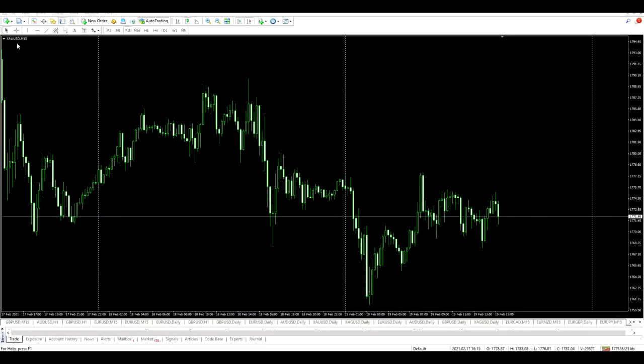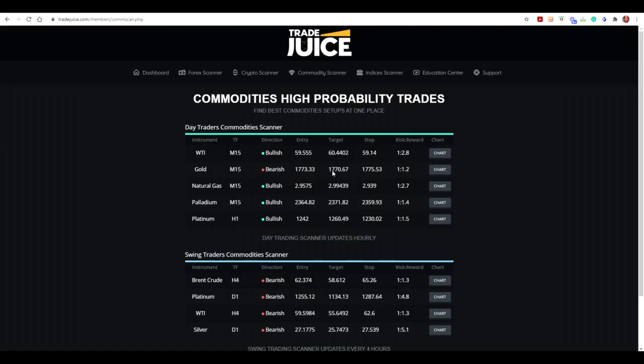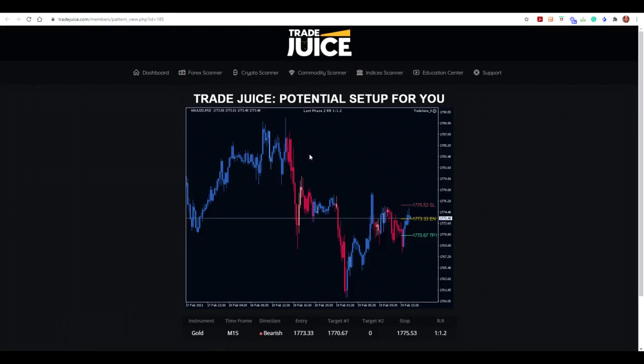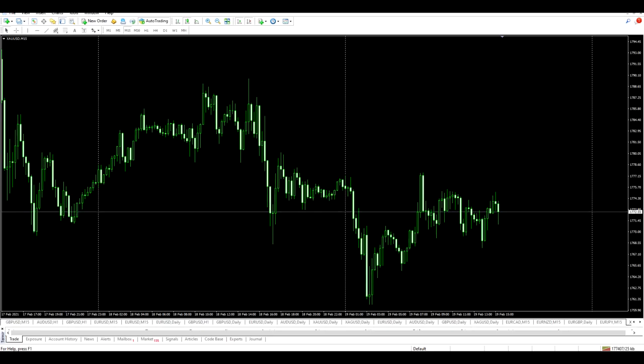Hi, guys. I'm on the gold USD 15-minute chart. And the reason I'm on this is because TradeJuice has highlighted this as a potential high probability trade setting up. Now, I do have a chart that I can use for this, and it gives me the entry point, stop loss, and take profit.